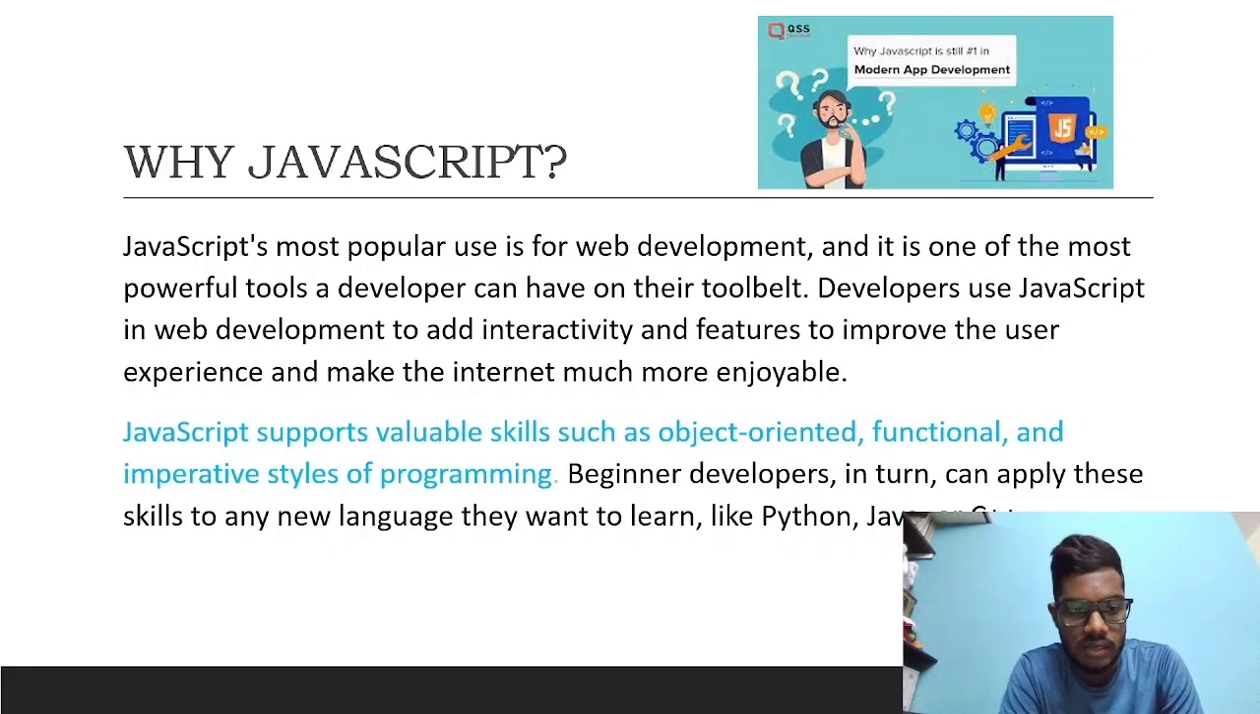Next, JavaScript supports valuable skills such as object-oriented, functional, and imperative styles of programming. Beginner developers in turn can apply these skills to any new languages they want to learn, like Python, Java, or C++.